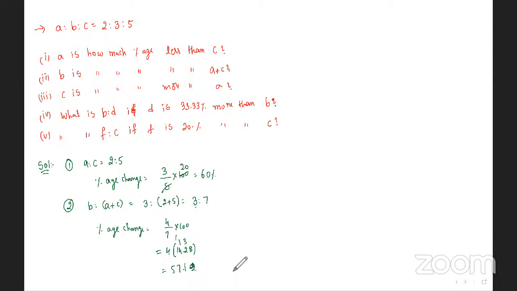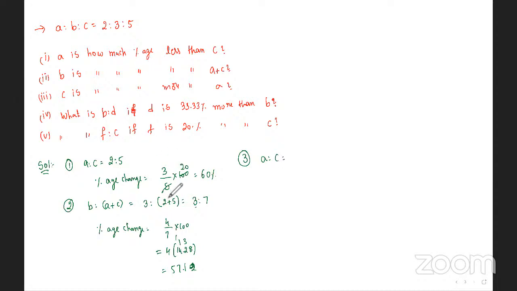So I have 57.12 as the answer for the second one. Let's see Harshil. Question number 3 क्या होता है? C is how much percentage more than A? Again, A is to C का question.